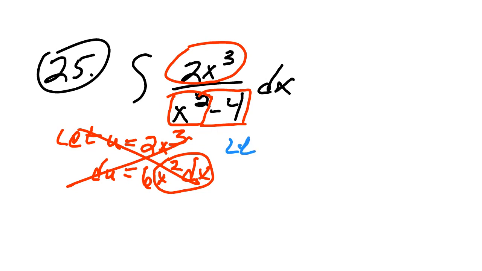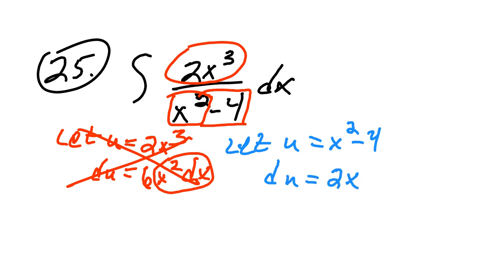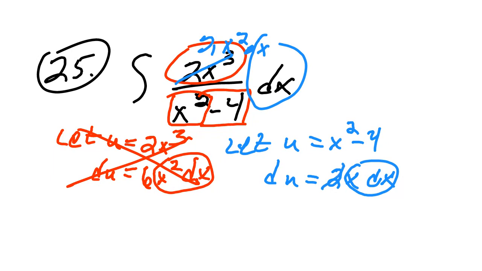Let's let u equal x squared minus 4, and then what's du equal? Du would equal 2x dx. Well, I could rewrite 2x cubed as 2x squared times x, and then dx. So the x dx here, I could replace with du over 2. So let's rewrite what this is equivalent to. That'd be du over 2.